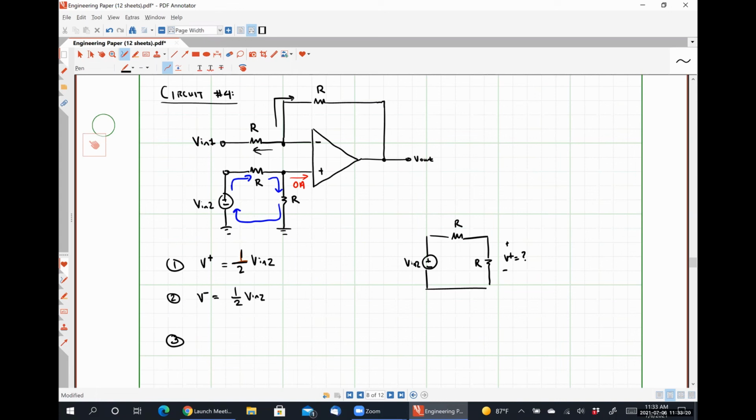1/2 VN2 minus VN1 all over R, plus 1/2 VN2 minus V out all over R.